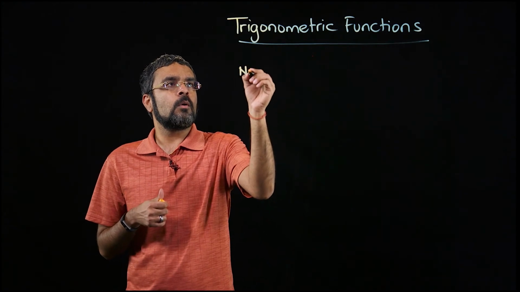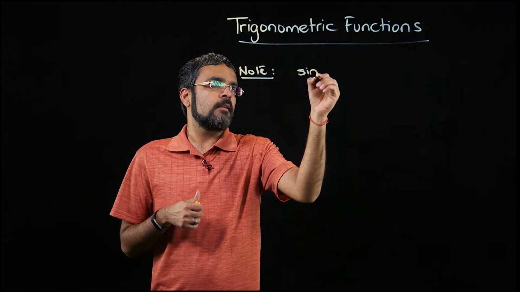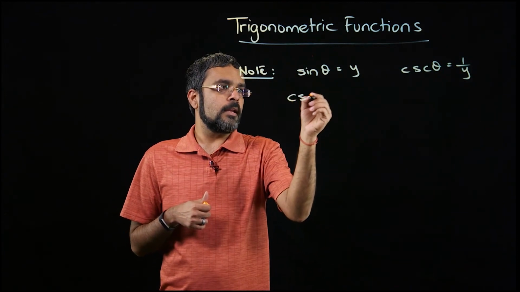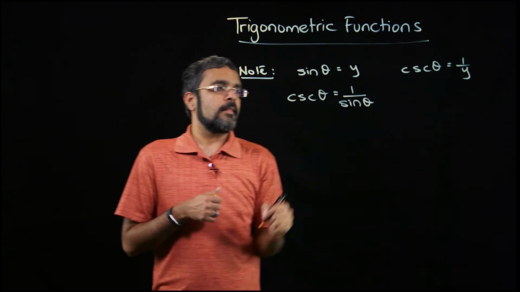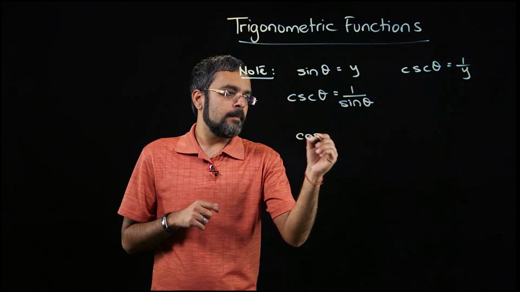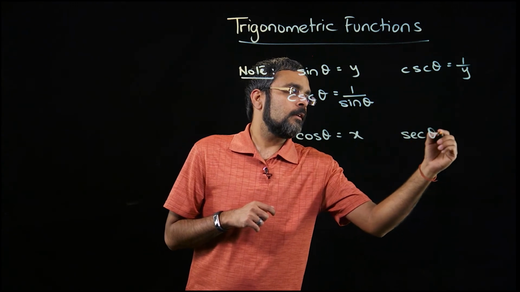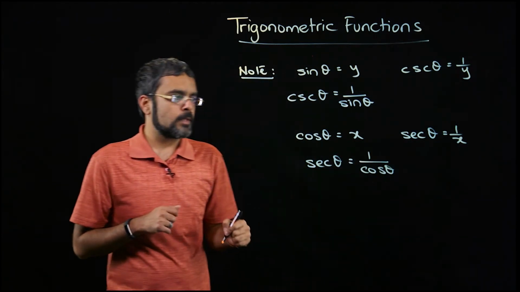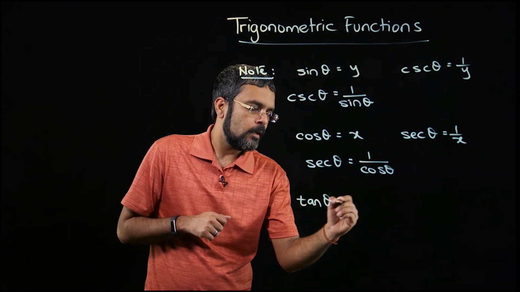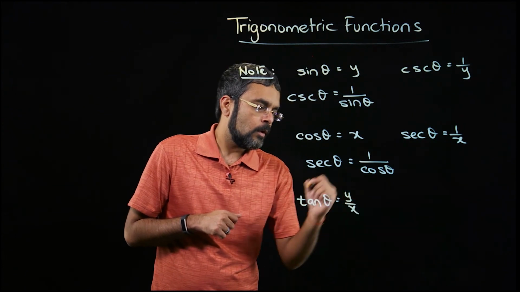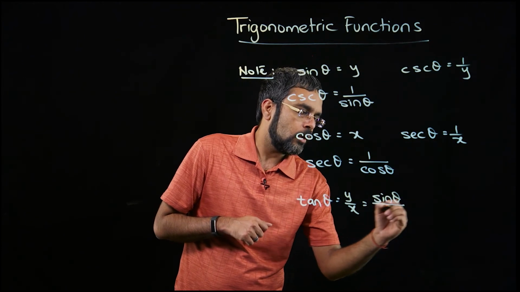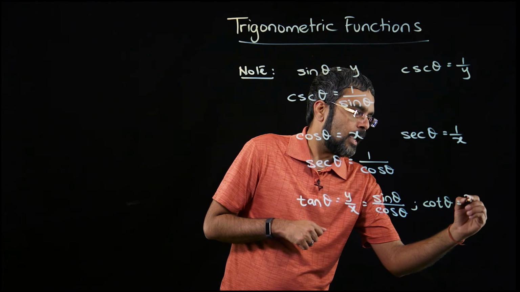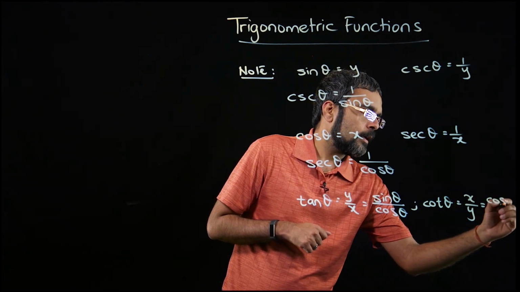So note that, right, what was sine theta? Sine theta was equal to y, and we saw that cosecant theta was equal to 1 over y. So we can also say that cosecant theta is 1 over sine theta. Same way we had cos theta equals x and secant theta equals 1 over x. And so we can say that secant theta equals 1 over cosine theta. And finally, we had tan theta equals y over x, which, by the way, can also be written as sine theta over cosine theta, right? And we had cotangent theta was x over y, which can also be written as cos theta over sine theta.